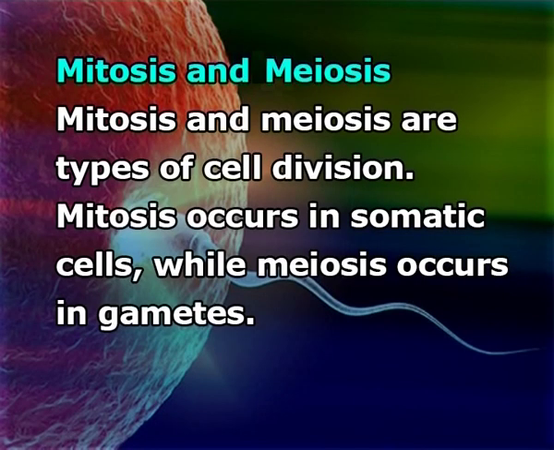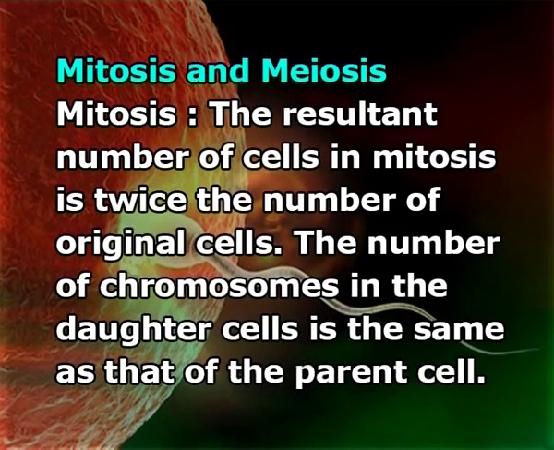Mitosis and meiosis. Mitosis and meiosis are types of cell division. Mitosis occurs in somatic cells whereas meiosis occurs in gametes.